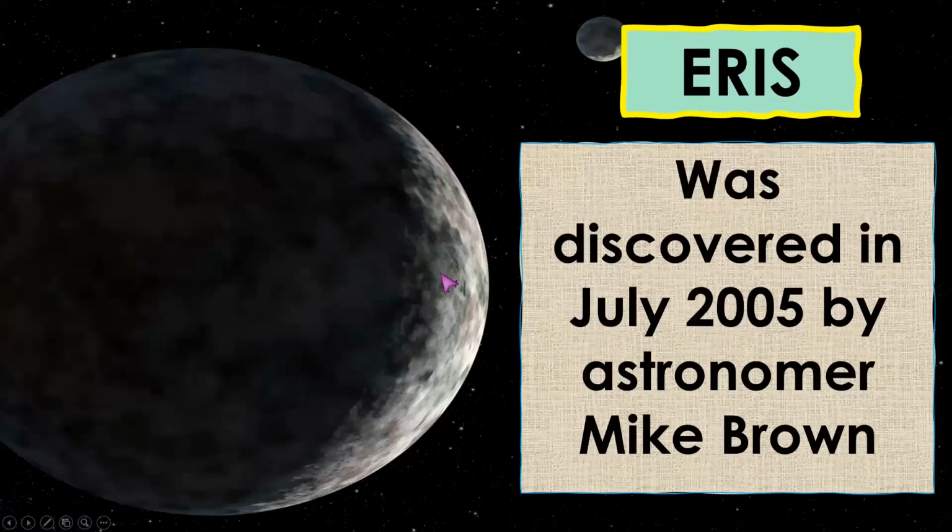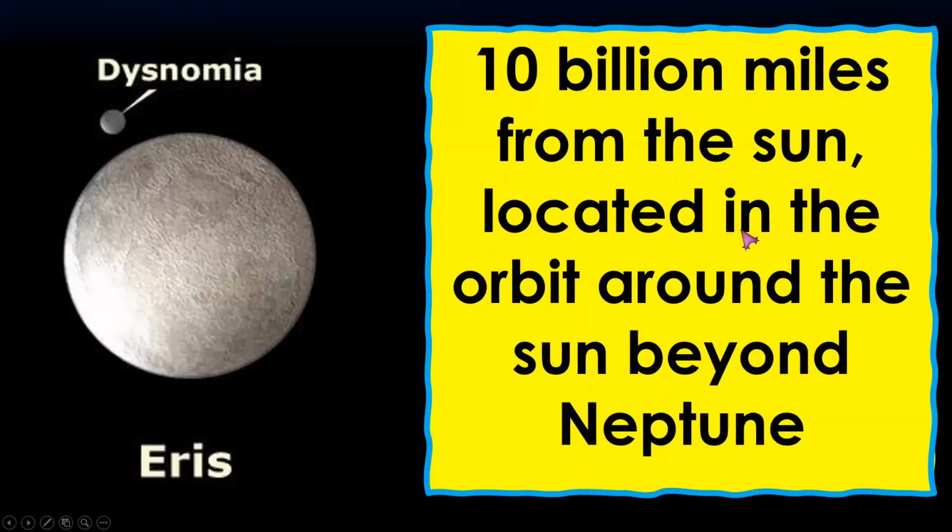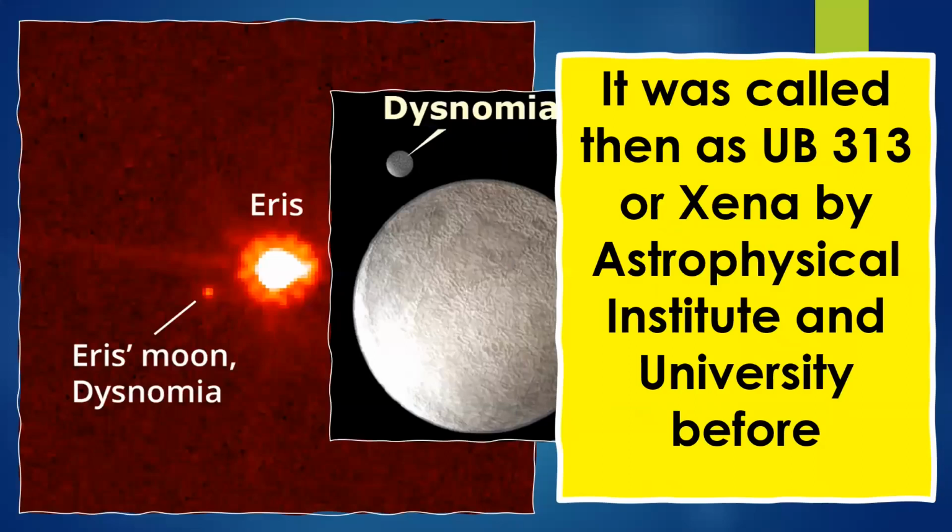Another is Eris. It was discovered in July 2005 by the astronomer Mike Brown. And Eris is a relatively large dwarf planet located in the Kuiper Belt, similar in size to Pluto. It is 10 billion miles from the Sun, located in the orbit beyond the Sun. It was called then as UB313 or Xena before.